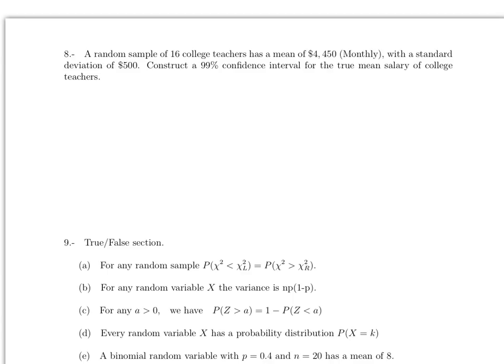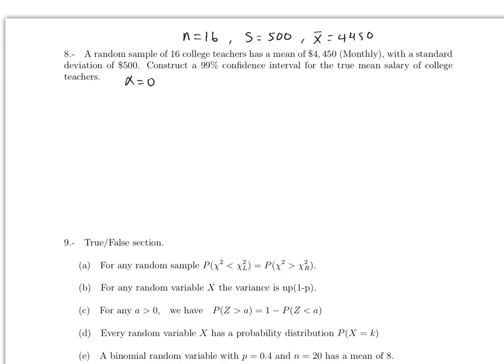You had to decide if you need to use Z or T. Since here n is equal to 16 and the standard deviation is not known, you only have the sample standard deviation, which is 500, then you had to use T since n is less than 30. We also have x bar is 4,450. So now that you know you had to use T and not Z, you can start the problem. It's very important that you check that before you do the problem.